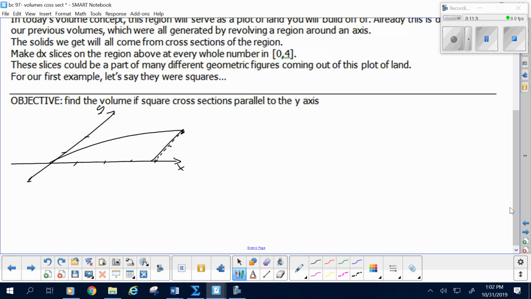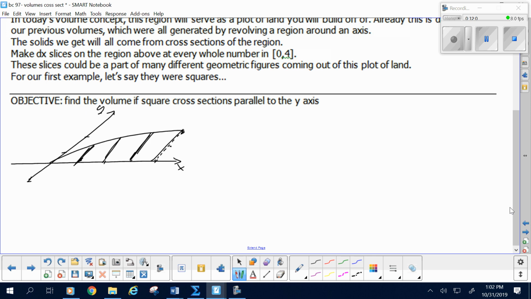Okay, so now, the idea here is we're going to get a three-dimensional figure by stacking stuff on that plot of land. What we're going to stack is square cross-sections parallel to the y-axis. Let's first draw a few slices parallel to the y-axis. So here's one parallel to the y-axis.